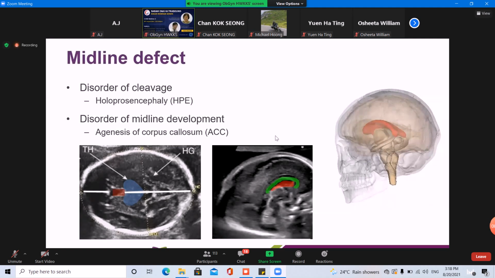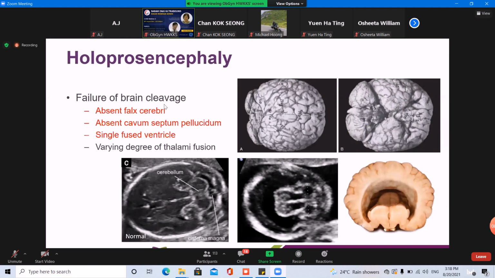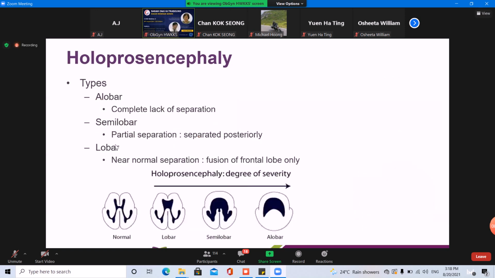Now, first of all, let's go to holoprosencephaly. Holoprosencephaly is due to failure of brain cleavage, and therefore there will be no midline structure. There will be no falx cerebri, no CSP, and the ventricle will be just a single fused ventricle like this. And for the thalamus, sometimes it is fused and sometimes it is not. For this one, it is partially fused.